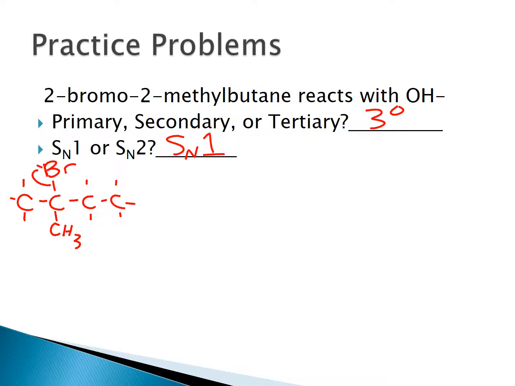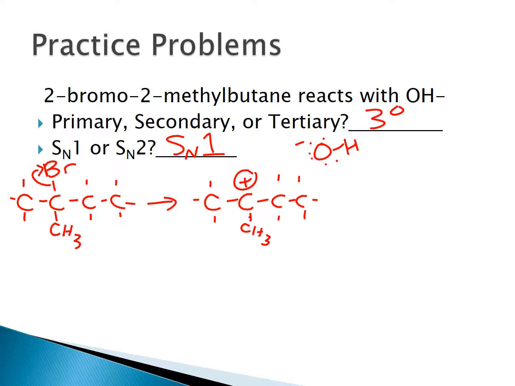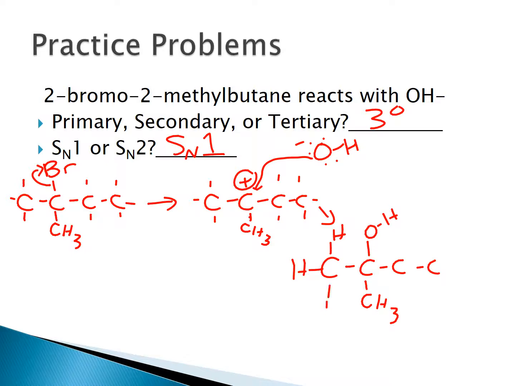Remember, first the leaving group is going to leave, and we're going to generate our carbocation intermediate. Next, the nucleophile is going to attack. Our nucleophile in this case is hydroxide, so I'm going to draw an arrow from the lone pair of electrons to the carbocation, and I'm going to generate my product. Again, these are all hydrogens, we know this, so I'm just going to leave the rest as dashes.